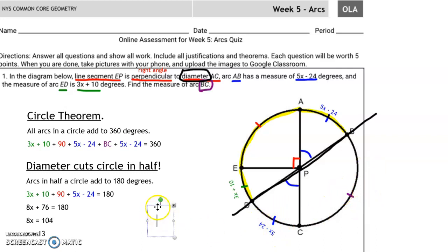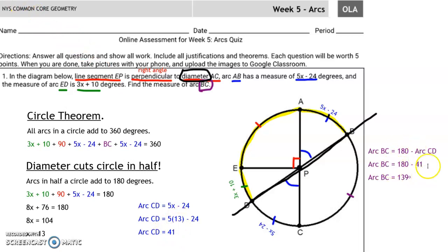So let's figure out what 5x minus 24 is. Again, simple algebra step here. I should figure out that arc CD is equal to 41 degrees pretty easily. Now all I need to do is find BC by taking 180 and subtracting 41 from it. And there you have it. Arc BC should be equal to 139 degrees. It's the remainder of that 180 degree arc when you take out this arc, which is 5x minus 24.